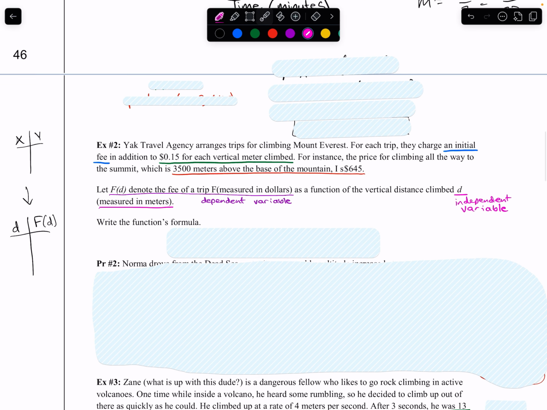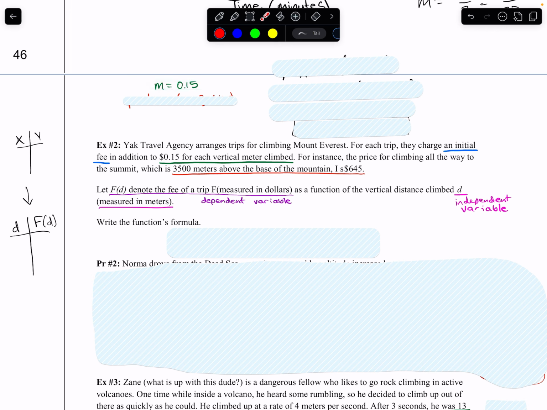Let's go ahead and read our problem. Yak Travel Agency arranges trips for climbing Mount Everest. For each trip, they charge an initial fee in addition to 15 cents for each vertical meter climbed. For instance, the price for climbing all the way to the summit, which is 3,500 meters above the base of the mountain, is $645. Okay, so I underlined the important information.